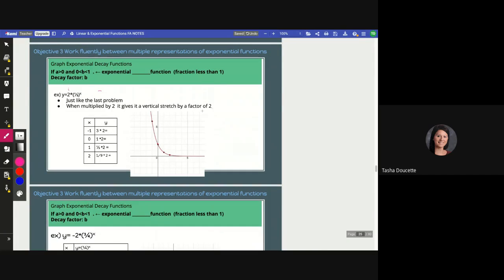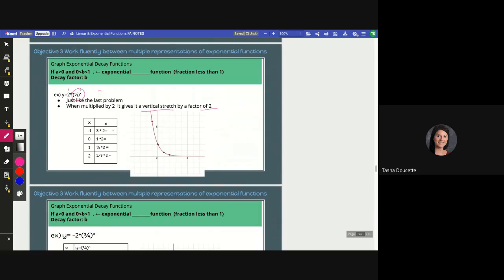Here, this parent function is the same as the one above, right? So just like the last problem. However, we're multiplying it by 2. So this gives it a vertical stretch by a factor of 2. So it's being stretched upwards.